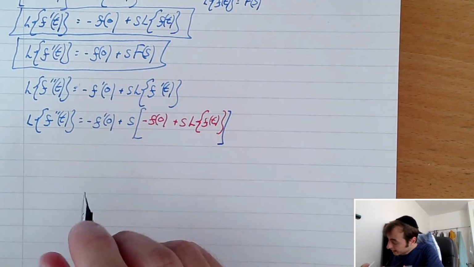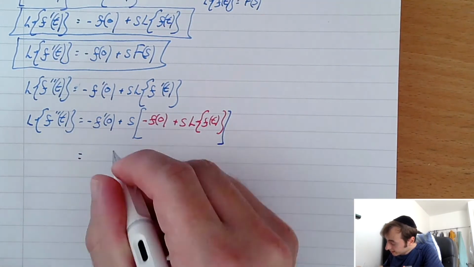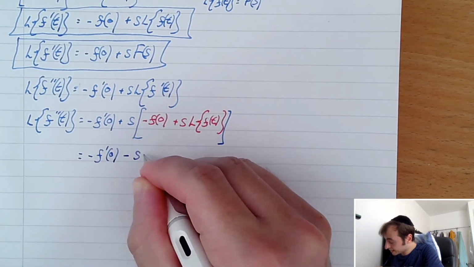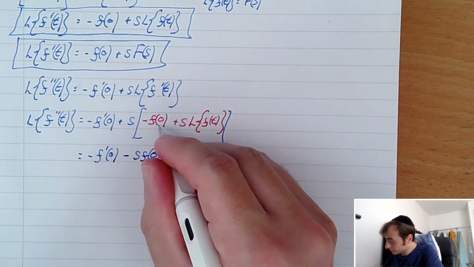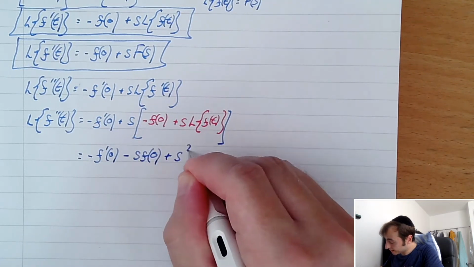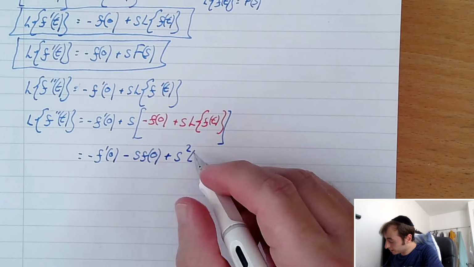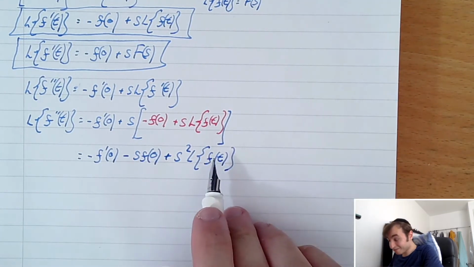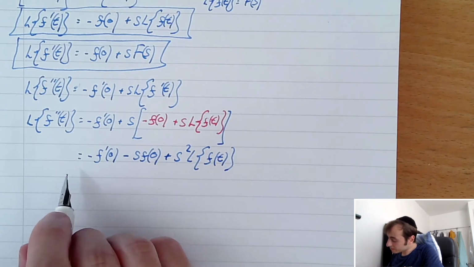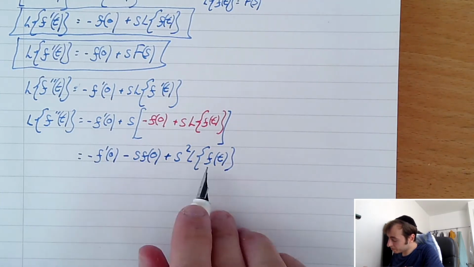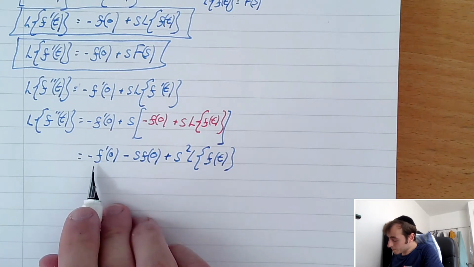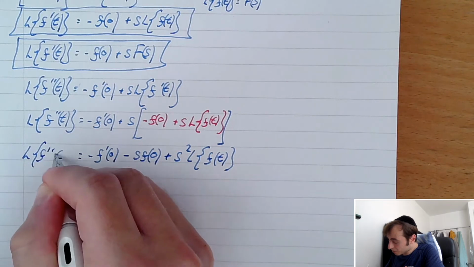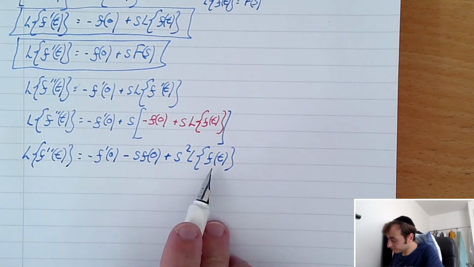Now let's simplify that. So we can say that that is going to equal minus f prime naught minus s f of naught plus s squared times the Laplace transform of f of t. This is where you need to be very, very careful with the algebra. It's very easy, but it's very easy to muck it up, and I've done it several times. So this is going to be the Laplace transform of f double prime t, the second derivative.